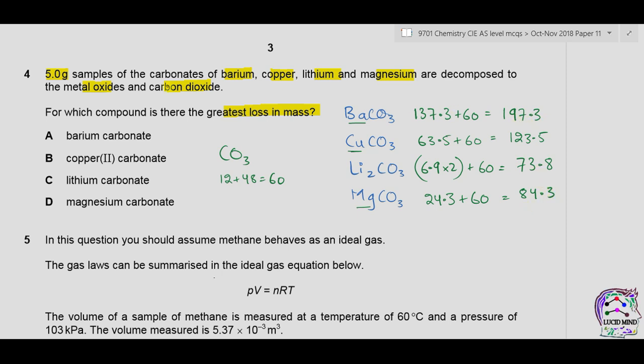Now finding the number of moles, the mass is given, which is 5.0 grams, and the formula is number of moles is equal to mass in grams divided by molecular mass. So for barium carbonate it is equal to 5 divided by 197.3, which is 0.0253. Similarly, for copper carbonate, the number of moles come equal to 5 divided by 123.5, which is equal to 0.04 moles. For lithium carbonate, the number of moles is equal to 0.067 moles. For the last one, magnesium carbonate, the number of moles come equal to 0.0593 moles.